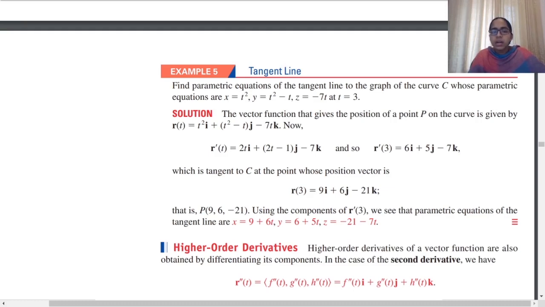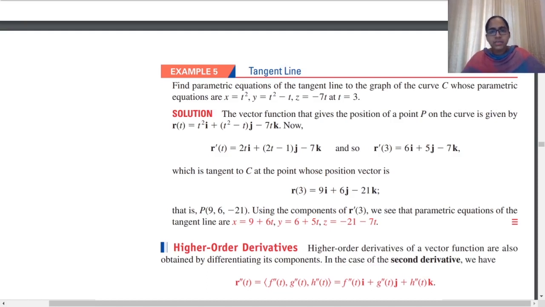Now we need to find the value of r of 3, the vector function at the point t is equal to 3. r of 3 would be equal to 9i plus (9 minus 3), that is 6j, minus 7 into 3, that is 21k. So using these two equations, we will obtain the parametric equation of the tangent line. That is, using the components of r dash of 3, the parametric equations of the tangent line will be x is equal to 9 plus 6t, y is equal to 6 plus 5t, and z is equal to minus 21 minus 7t. So it is pretty much simple.